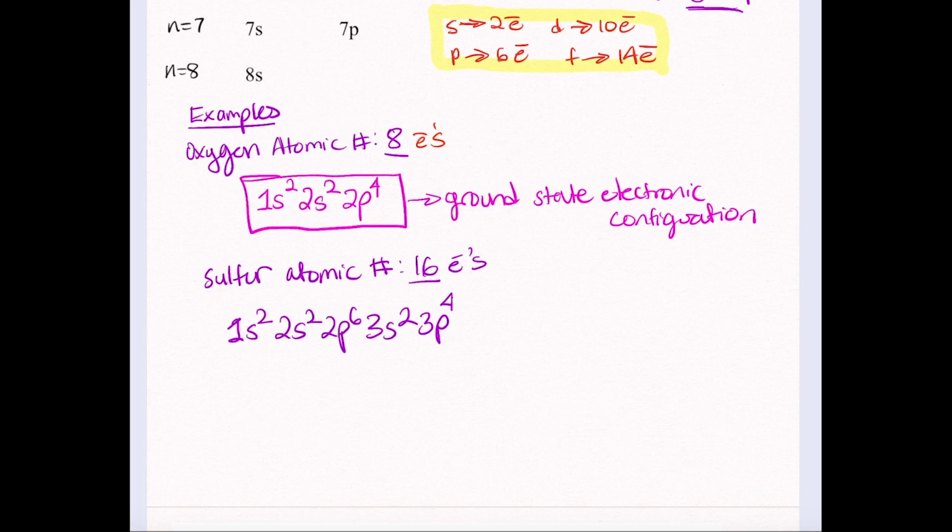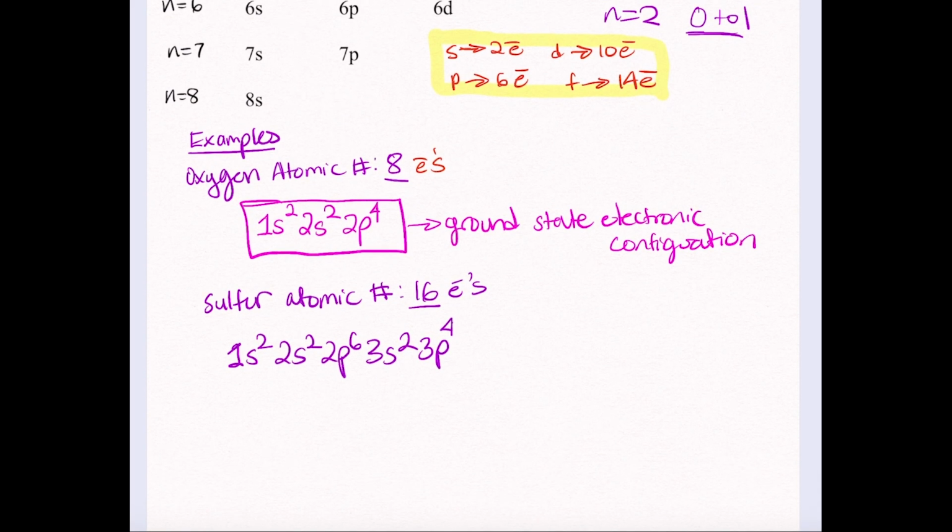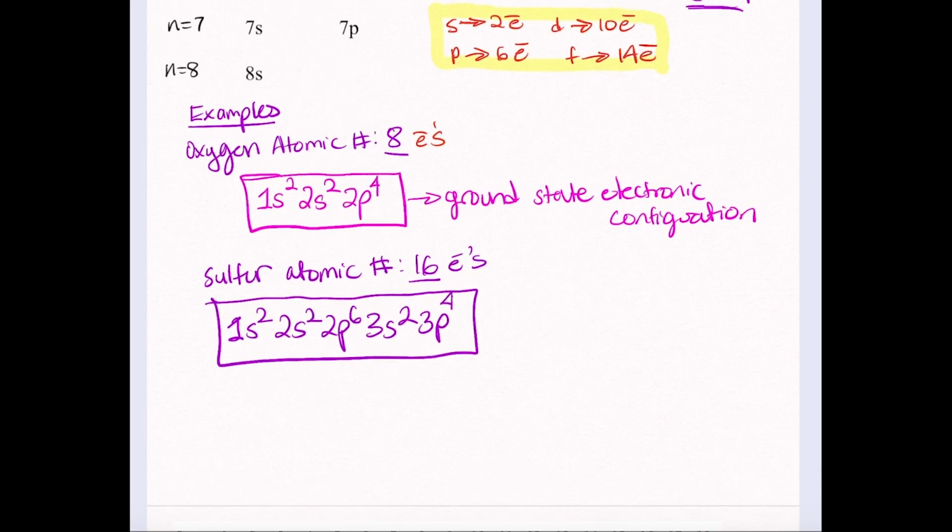So that fulfills it. And I'm going to box this. So the ground state electron configuration of sulfur is 1s2, 2s2, 2p6, 3s2, and 3p4. Ground state electronic configuration.